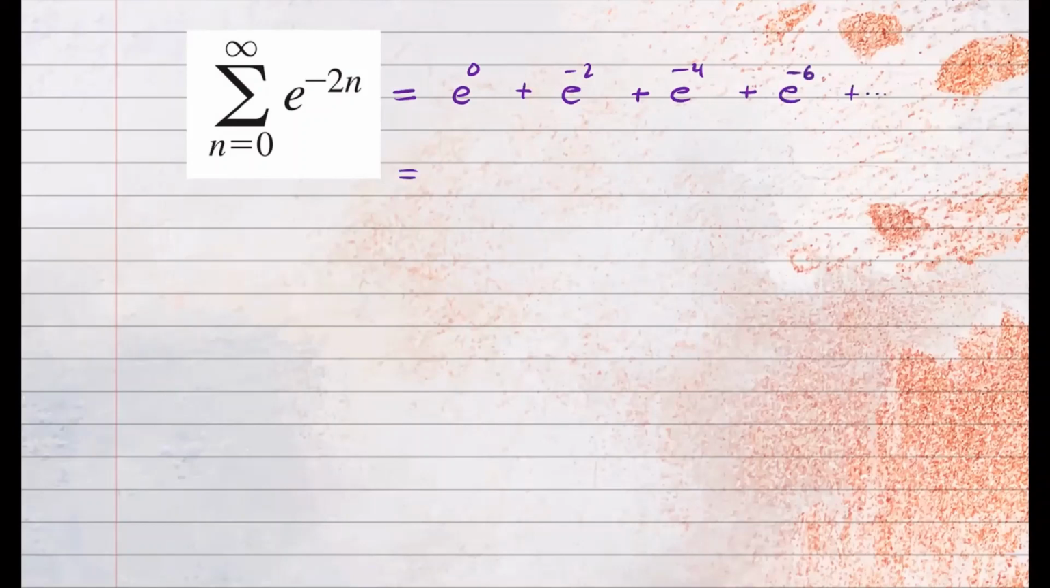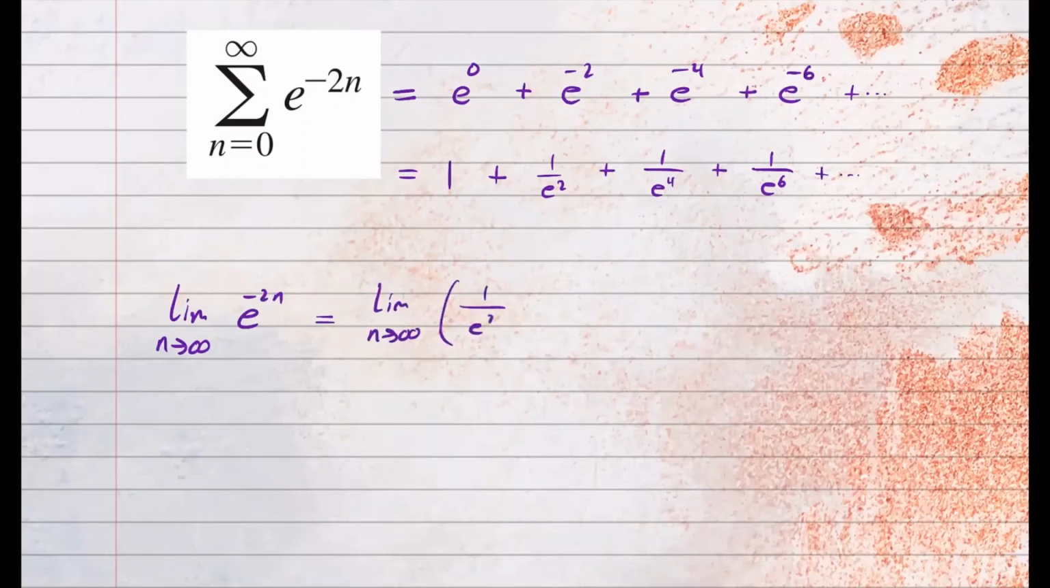So the first term is 1. The second term, if I make the exponent positive, is 1 over e to the second power, the third one is 1 over e to the fourth, and the next one is 1 over e to the sixth. So you start to see where this is headed, but let's take the limit. We're familiar with how the terms look, but we want to see what happens as n gets larger of this formula, e to the negative 2n. So rewrite this: it's the limit as n approaches infinity of 1 over e to the 2n.